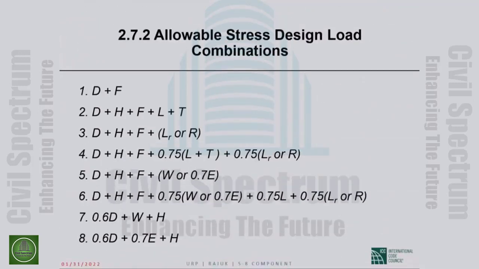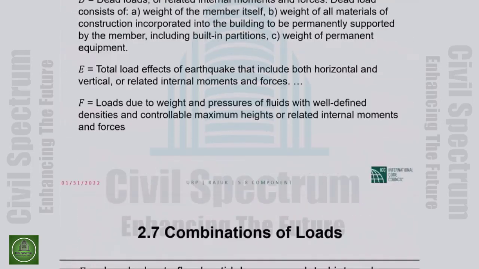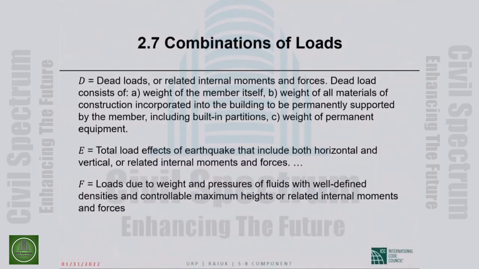Okay, so these are the ASD load combinations of BNBC 2020. Okay, so let us look at that. D is dead loads or dead load effects. E is total load effects of earthquake. E is a pretty complex term. It is made up of two parts: horizontal earthquake effects, vertical earthquake effects.